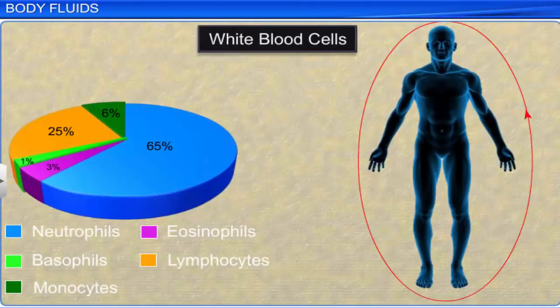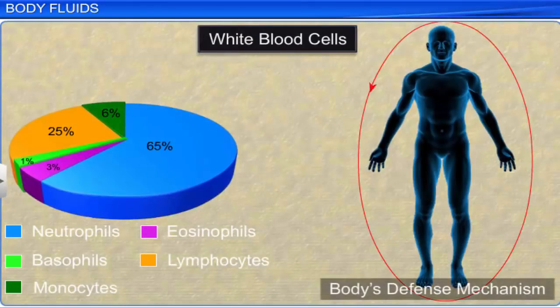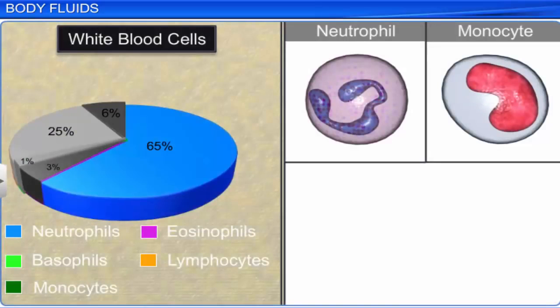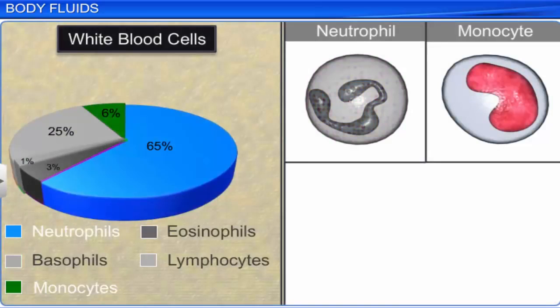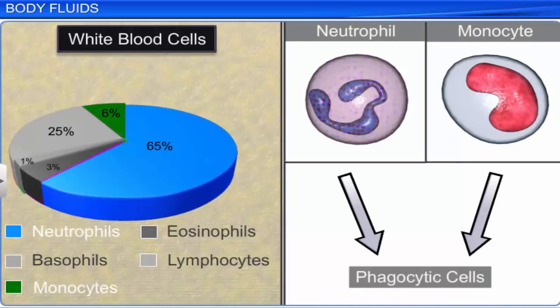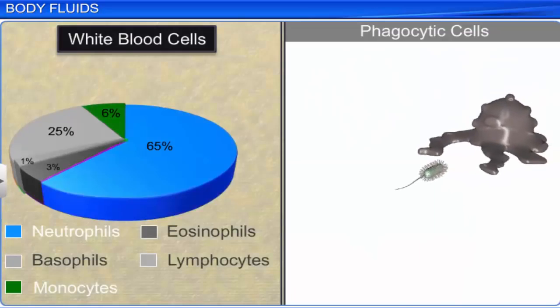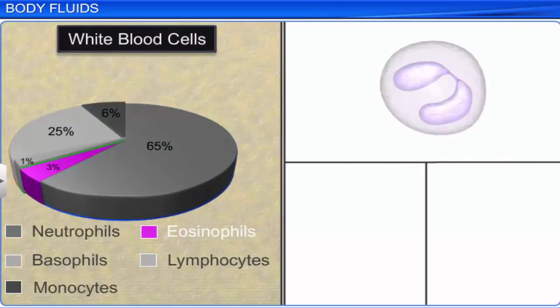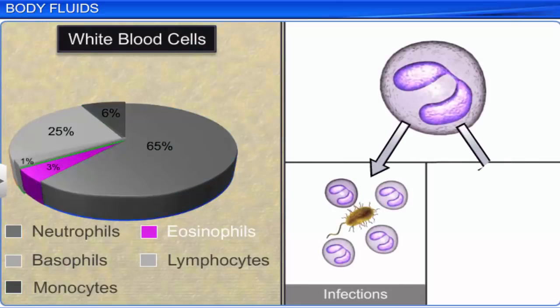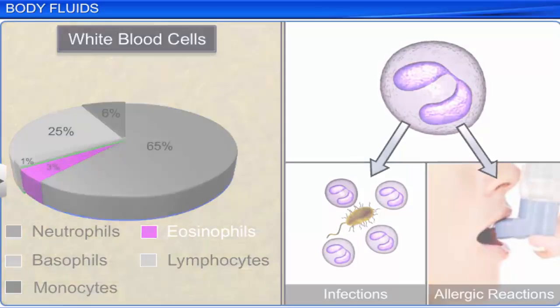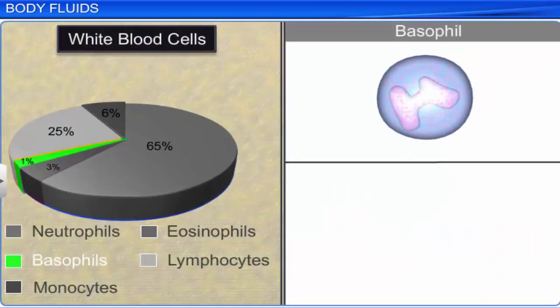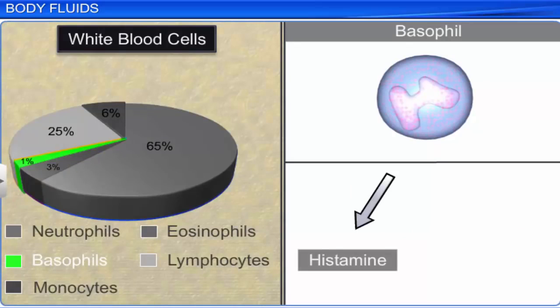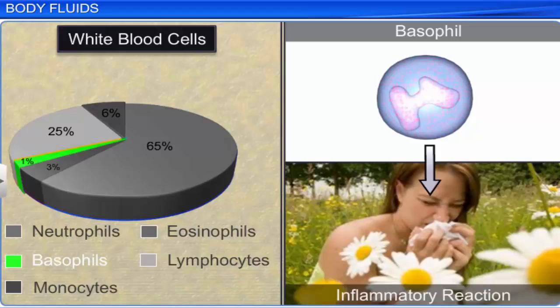Each of these cells has a specific function in the defense mechanism of the human body. For example, neutrophils and monocytes act as phagocytic cells, and destroy foreign substances by engulfing them. On the other hand, eosinophils fight infections and are linked to allergic reactions, while basophils, the smallest granulocytes, secrete substances such as histamine and serotonin and are involved in inflammatory reactions.